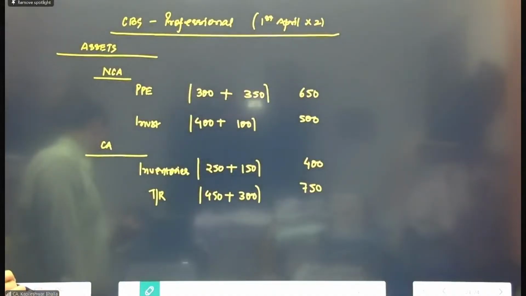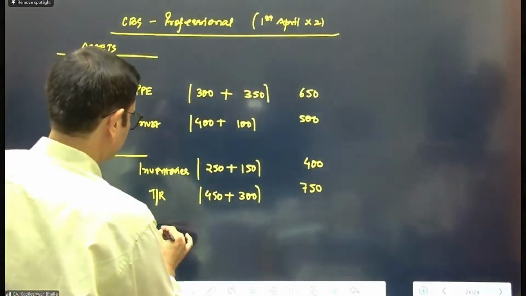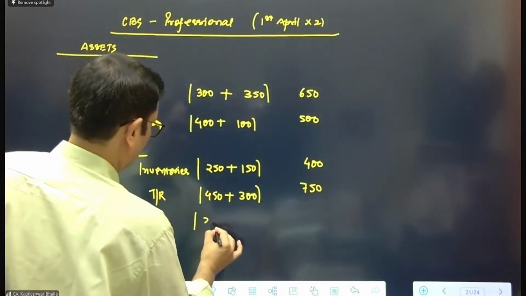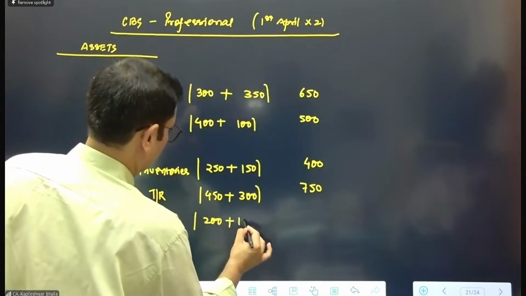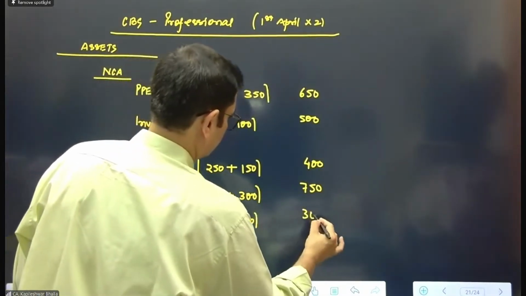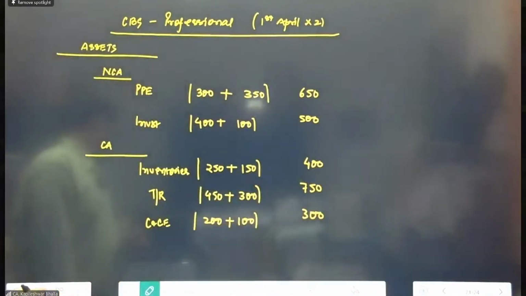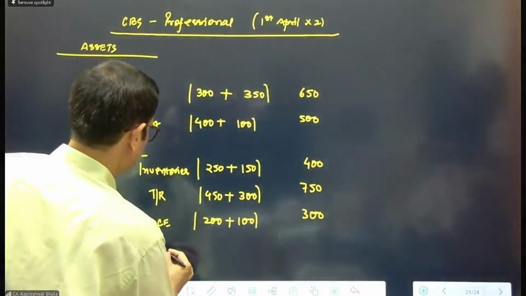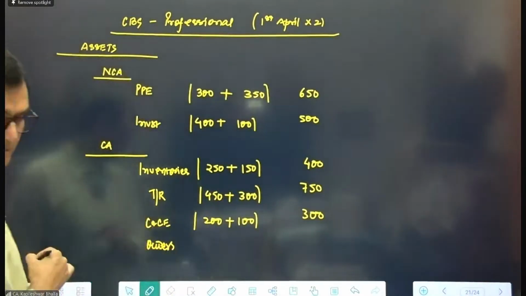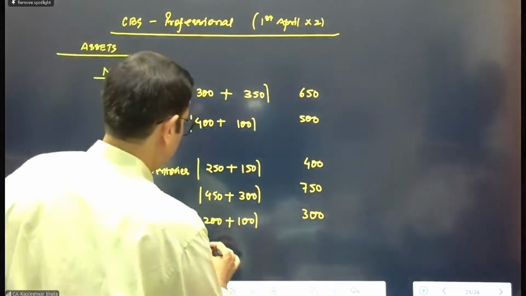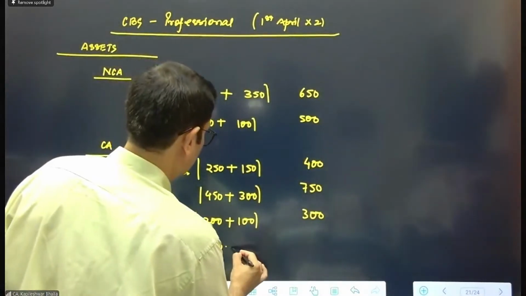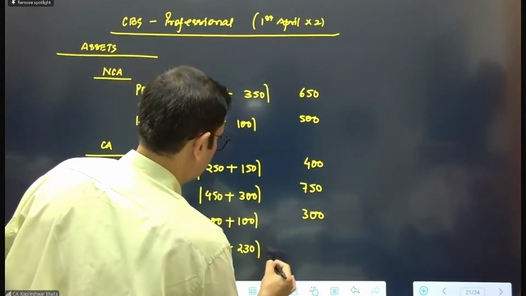And then there is cash and cash equivalents. 200 plus 100, that makes it 300. Next, others. And we're given the other current assets. 400 plus 230. That's right. Anything else on the asset side?